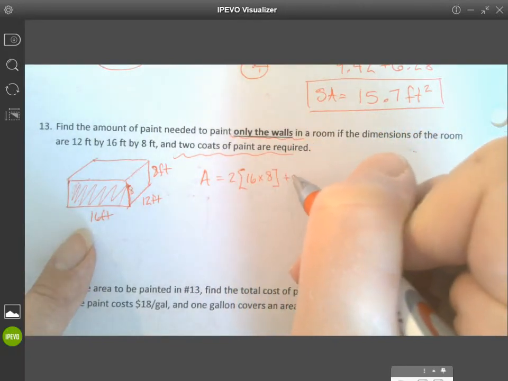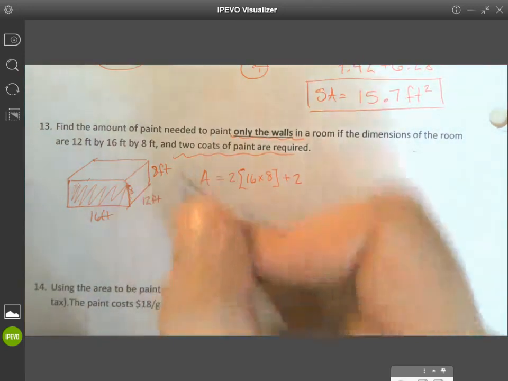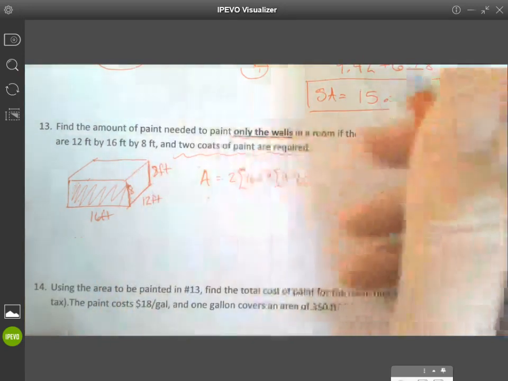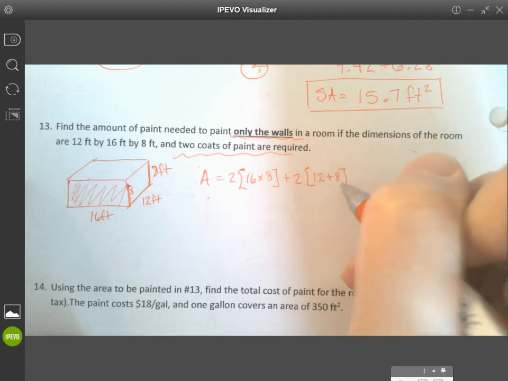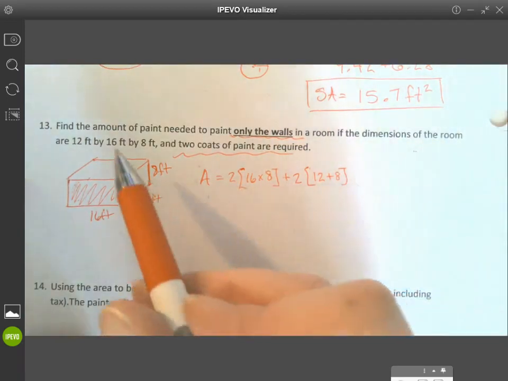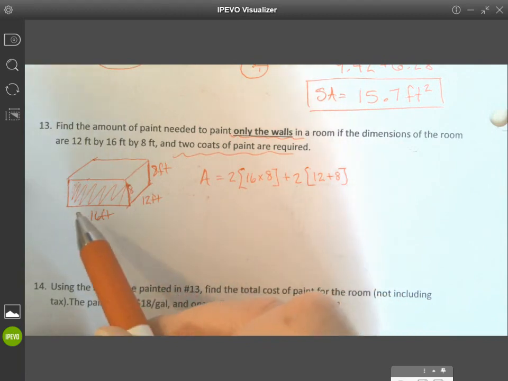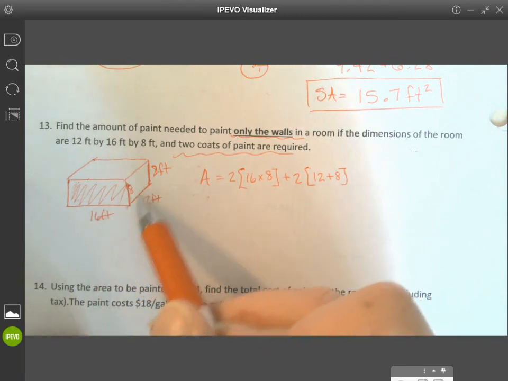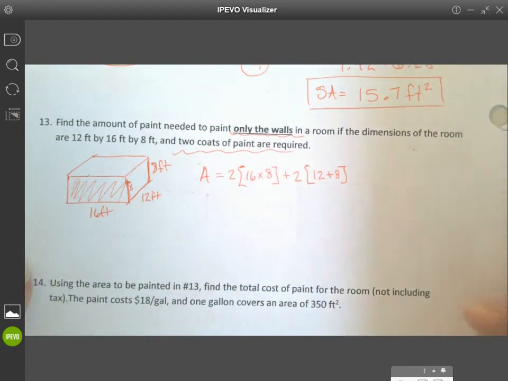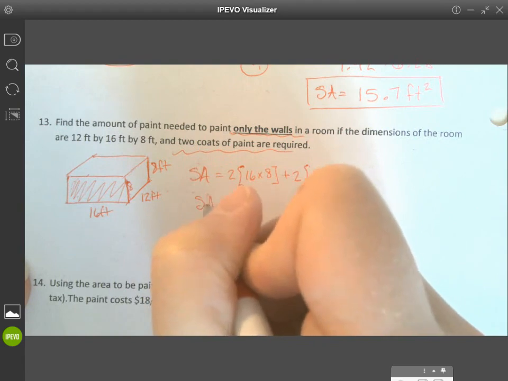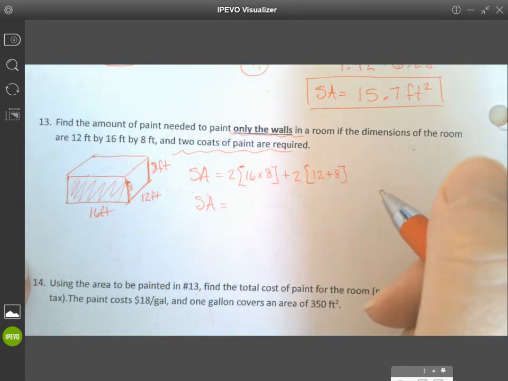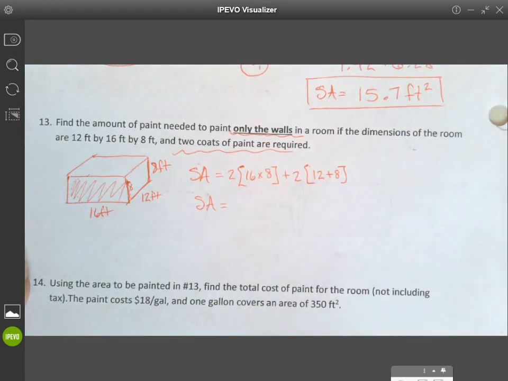And I'm going to add to that the 2 side walls that are 12 by 8. But I'm not finding the total surface area because I'm not doing the top and bottom. And remember, the bottom and the top would be 16 by 12. Okay, so let's throw this in the calculator and find the area. And if you put them together, what do you get?